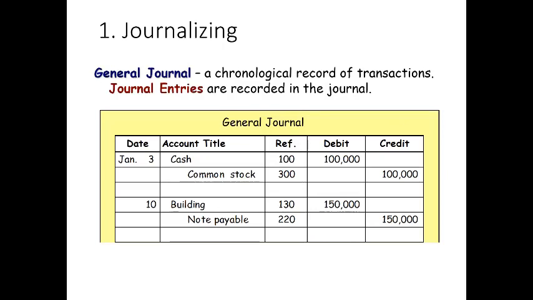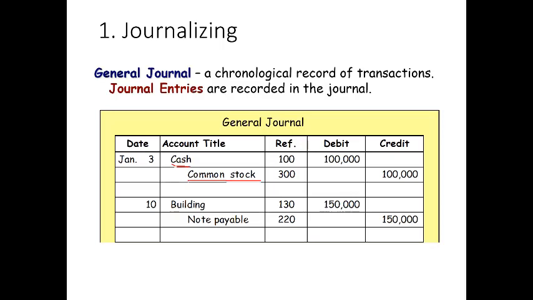Journalizing. Journalizing is recording entries in the general journal. The general journal is a chronological record of transactions, and journal entries are recorded in the journal. So in this case, we see that there's a credit to common stock and a debit to cash.